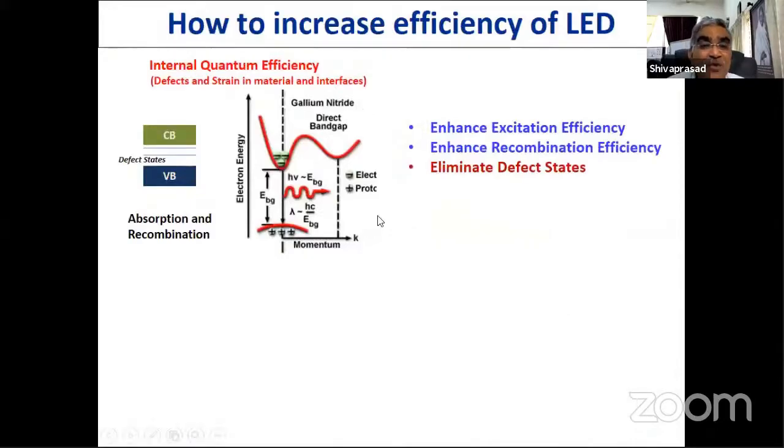Now let's talk about my LED a little bit more seriously, which applies to solar cells also, but let me focus on LEDs. If I want a 100% efficient solar cell, one way was to mix many things, but how do I make the material itself very efficient? I have to excite this electron from here to here, and that electron has to efficiently come back here. Then only I get my efficient LED.